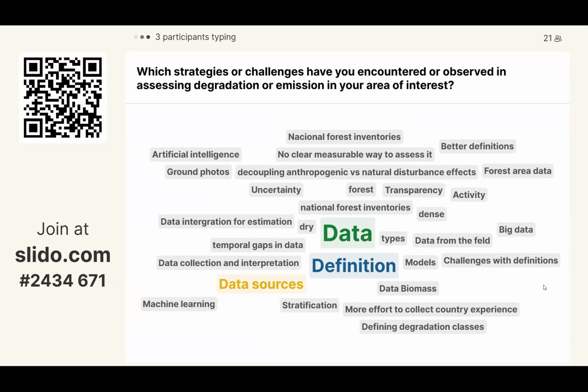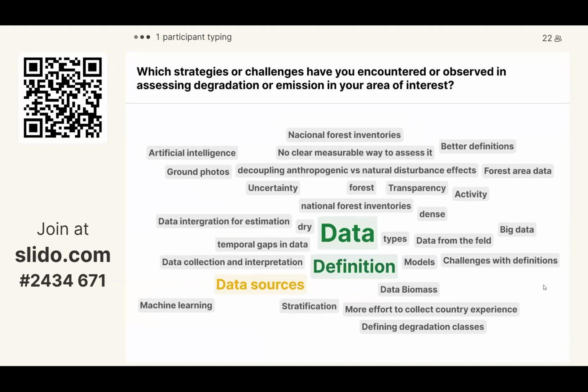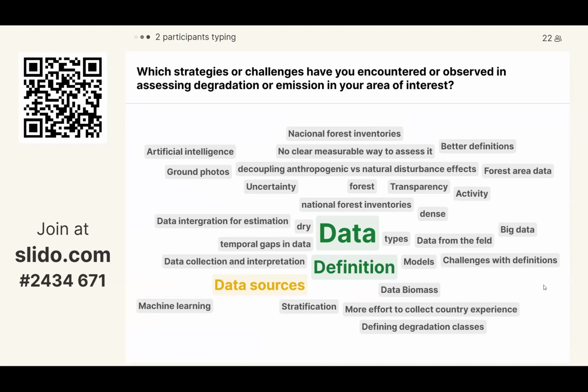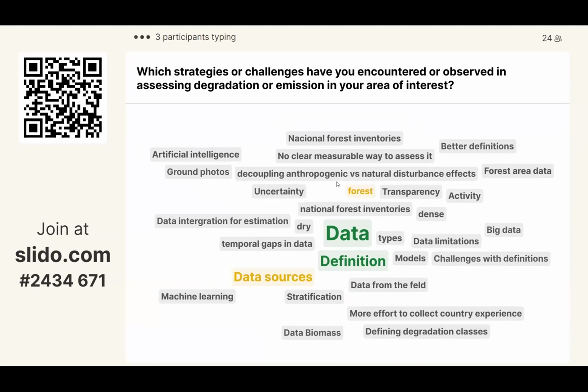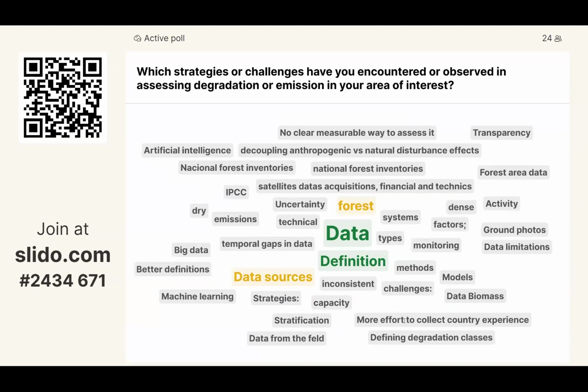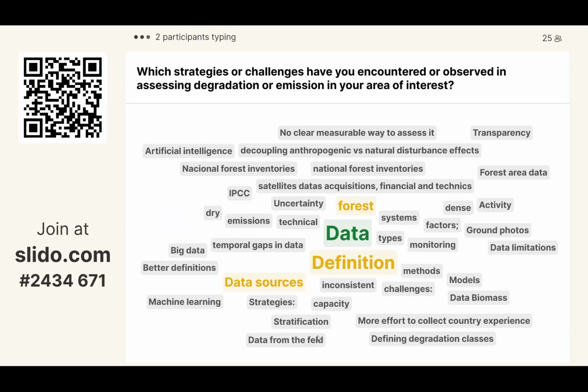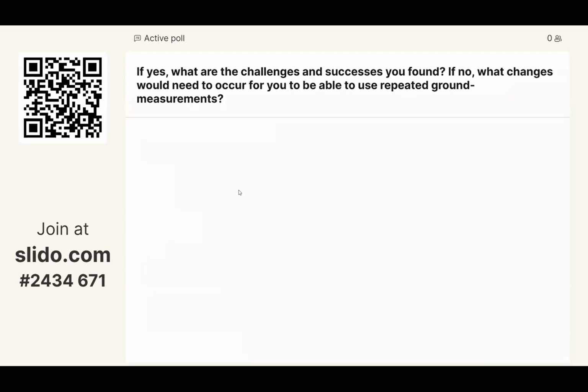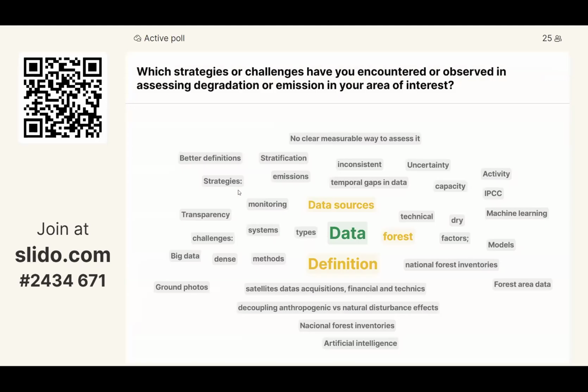Data sources. Presumably that's a challenge. And data from the field, yes. Defining degradation. Decoupling anthropogenic versus natural disturbances. That's a good one as well. Temporal gaps in data. Yes, that's it. Especially when we're looking at a phenomenon like growth, where, as Till said, timing is of the essence, knowing, well, for all of these. Oh, we've moved on.